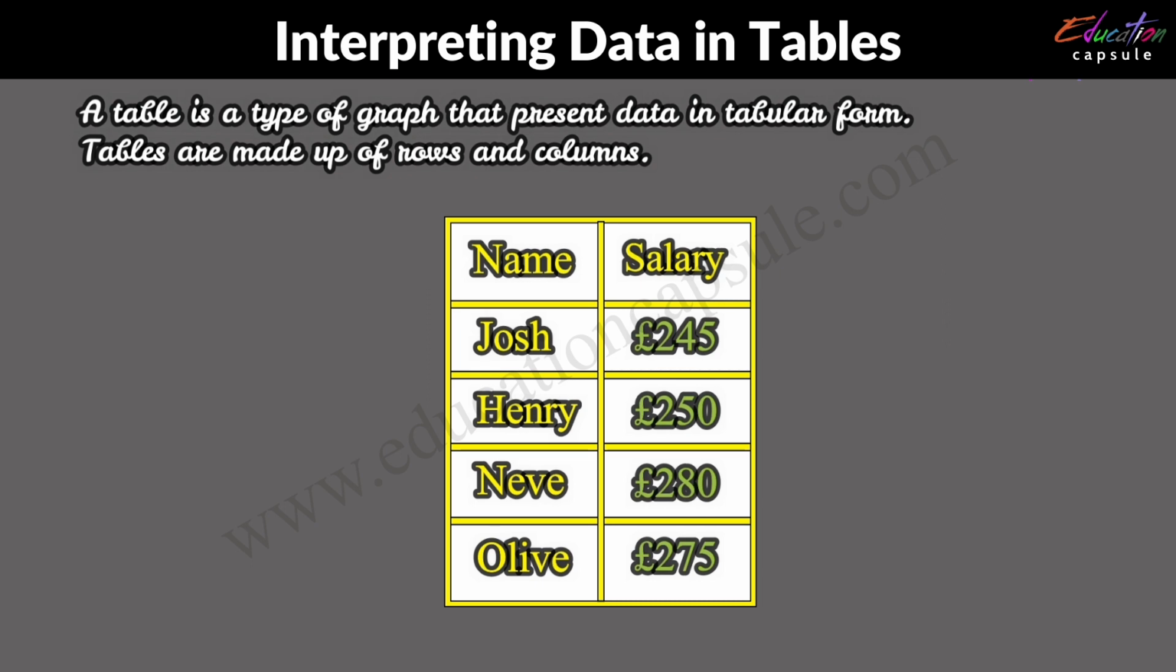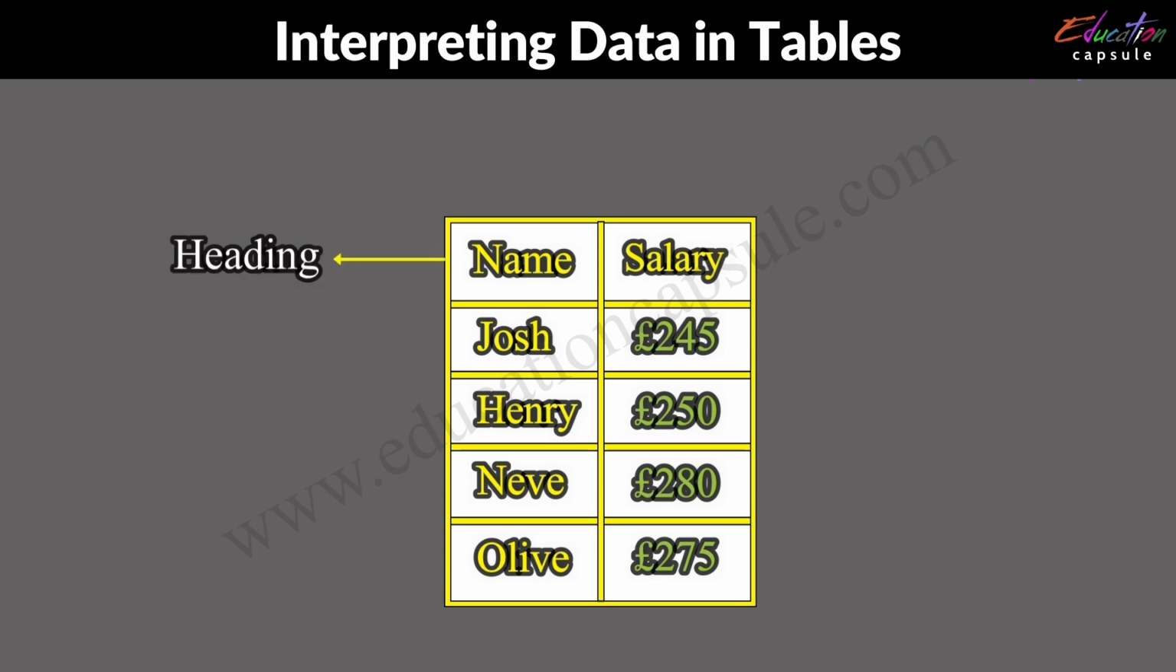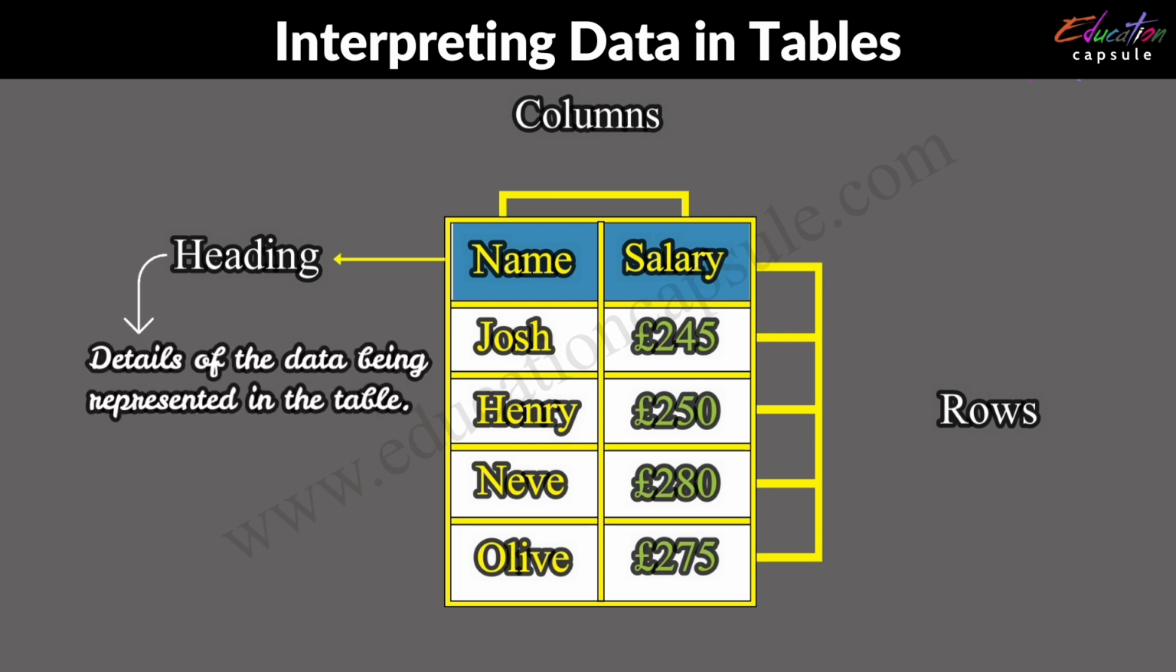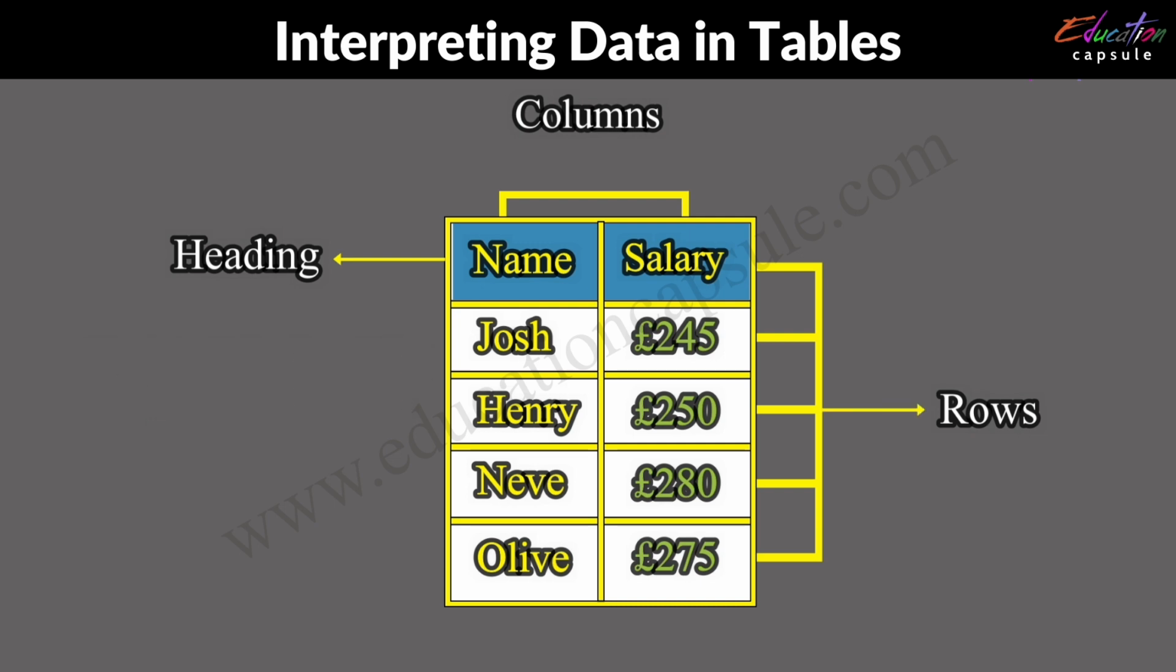Here we have different terms which we mention in a table. The first one is heading, then is columns, and then is rows. The top row shows the heading, that is, details of the data being represented in the table. Rows are horizontal cells, whereas columns are vertical cells.